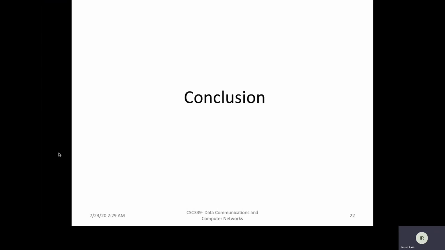So this concludes today's lecture. In this lecture, we discussed the problem of broadcasting and multicasting. The problem of broadcasting is to send a packet to all the nodes in the network. One simple way to do it is for a source to send n copies depending upon the number of nodes in the network. This is called n-way unicast forwarding.